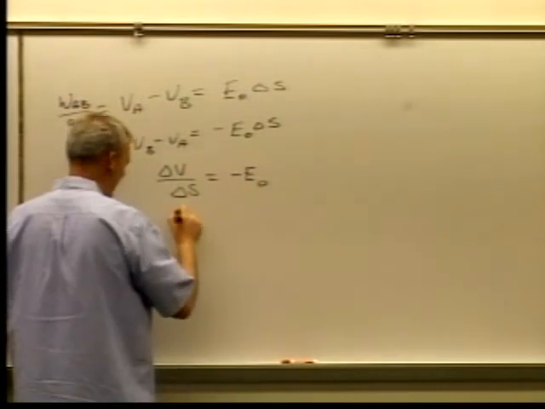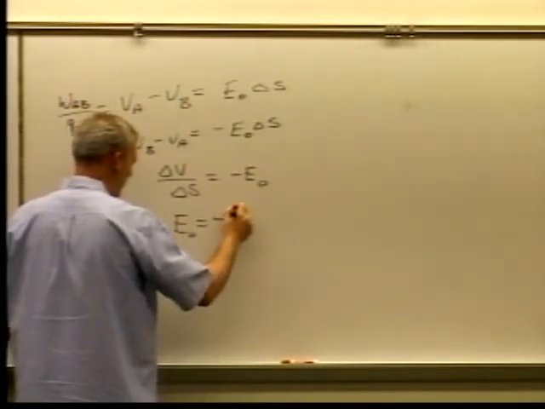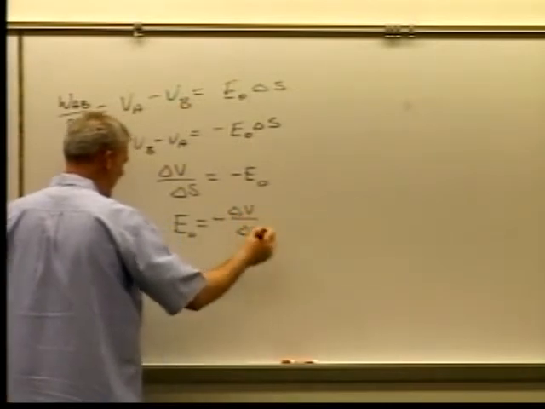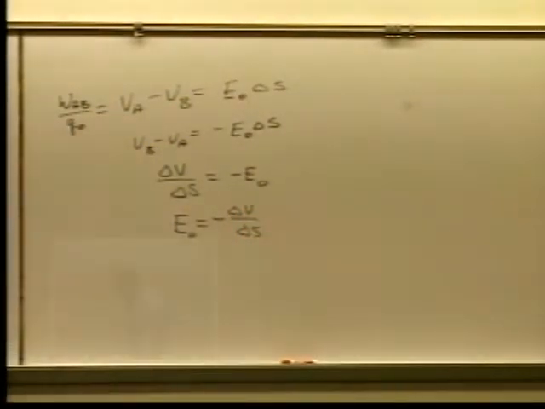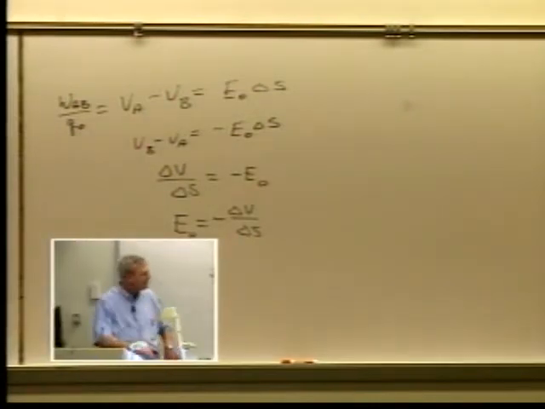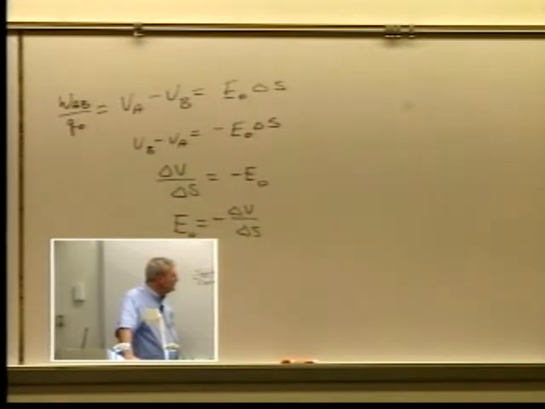So in your book, it looks like this. It says the E field is equal to that negative potential difference, VB minus VA. That was kind of tricky, so let's back up just a little bit.